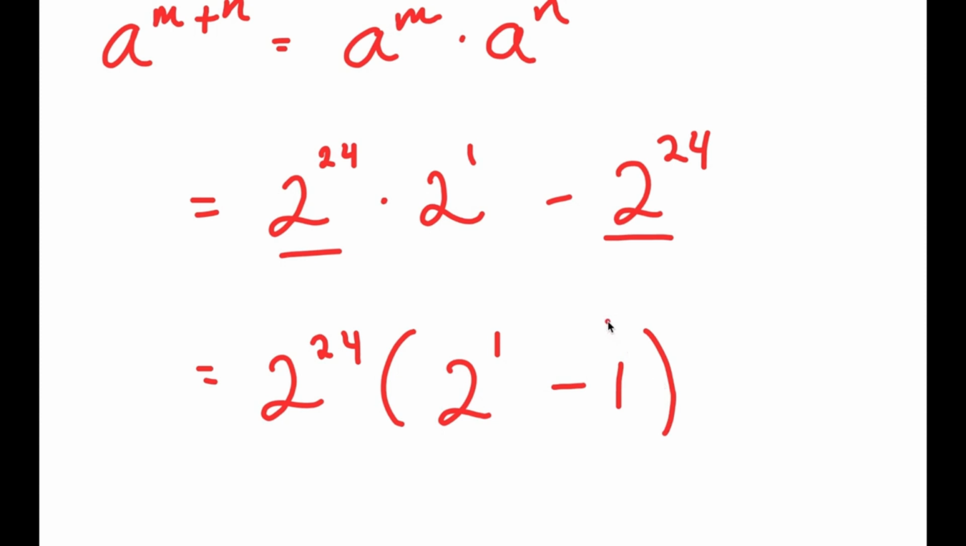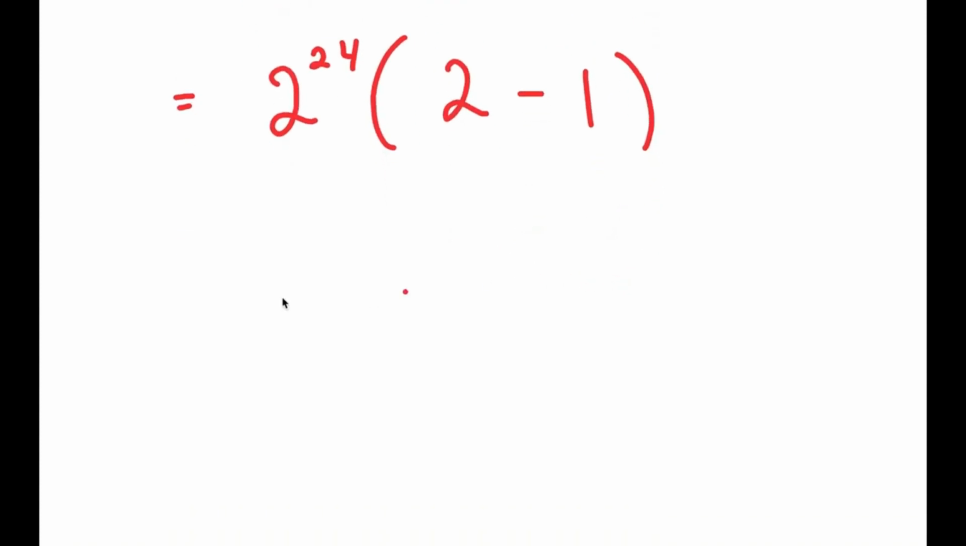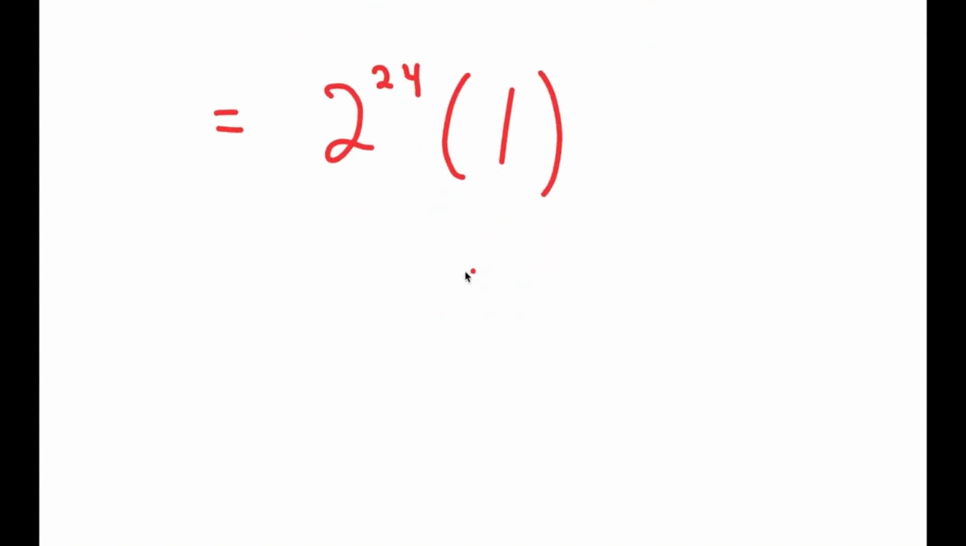So I get 2 to the power of 24 times 2 to the power of 1 minus 1, which is equal to 2 to the power of 24 times 2 minus 1, which is equal to 2 to the power of 24 times 1. And anything times 1 is obviously just equal to itself. So this is just equal to 2 to the power of 24.